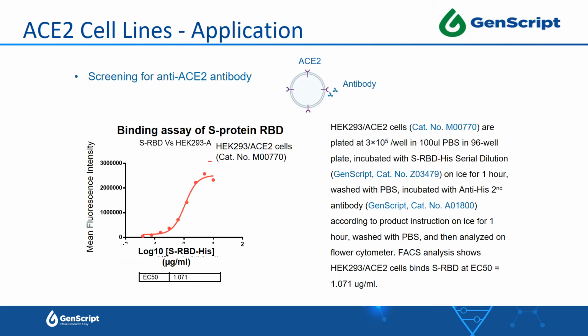There are many applications of this ACE2 cell lines. One of the applications is screening for the anti-ACE2 antibody. The representative data I'm showing you here is a binding assay of the S protein RBD to the ACE2 on the cell surface. As you can see, with increased level of the SRBD treated with the cell, increased level of the fluorescent intensity can be detected on the cell surface by flow cytometry.